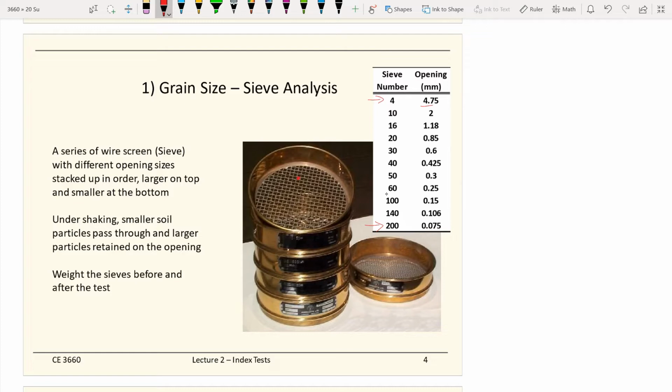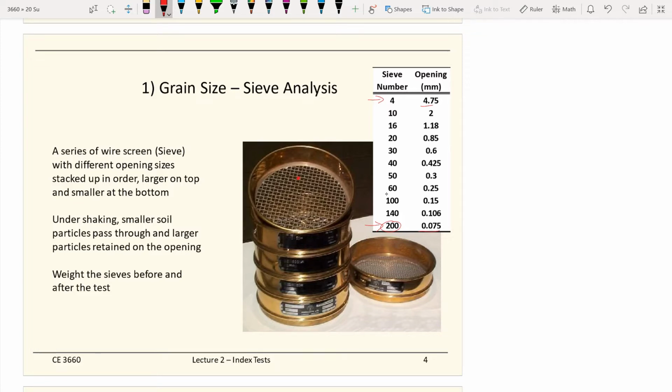When we put the sieves together, the largest opening is on the top and the smallest is at the bottom. In a sieve test per the ASTM standard, ASTM stands for American Society for Testing and Materials. It's a professional reference that everyone can refer to. Per the ASTM standard, the smallest size at the bottom of a sieve test is 0.075 millimeters.